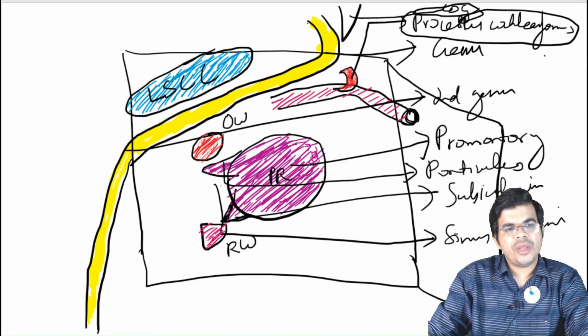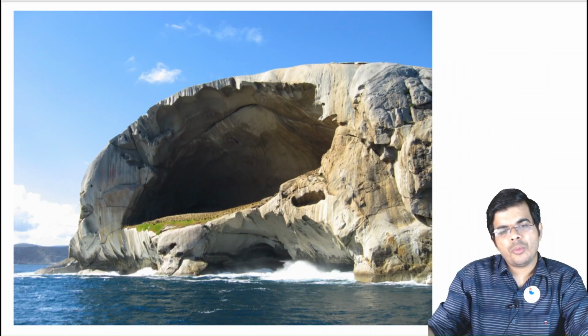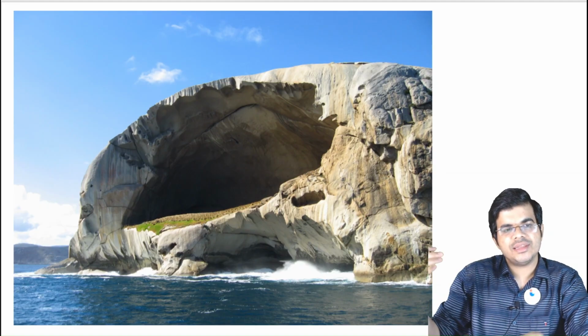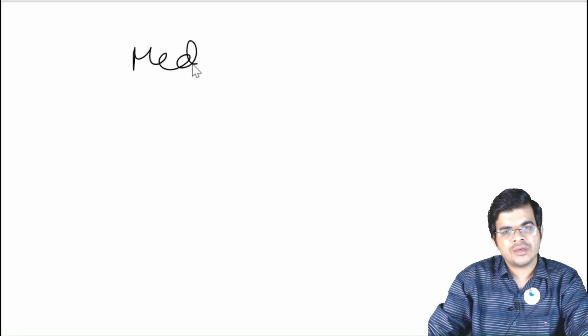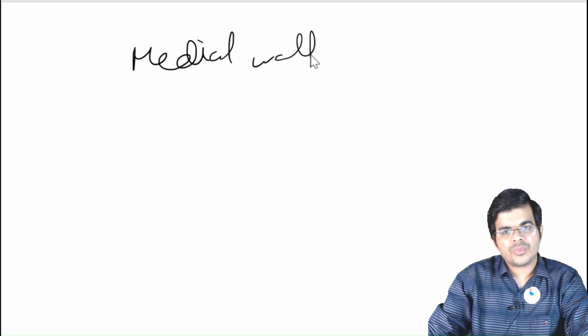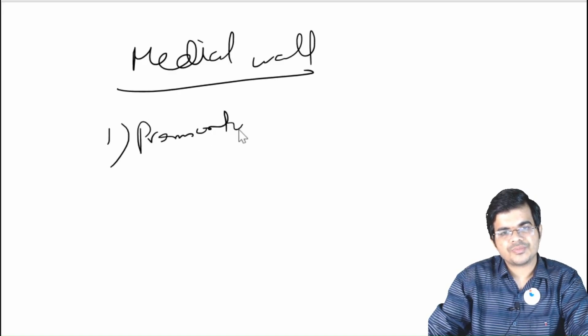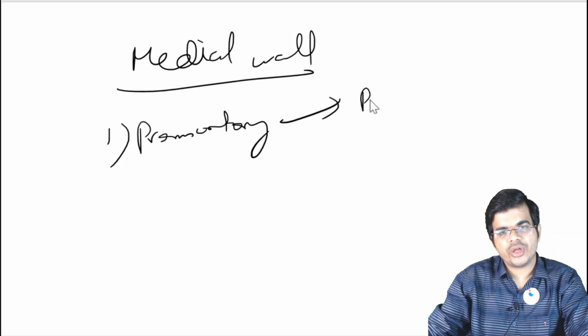Now, what is the word meaning of this promontory? Promontory is actually a high land that projects onto the sea. Similarly, it is forming a projection, isn't it? So, what are the major structures that you see on the medial wall of middle ear? On the medial wall of middle ear, you can see the major structures such as one is the promontory, and from promontory arises the two projections called ponticulus and subiculum.